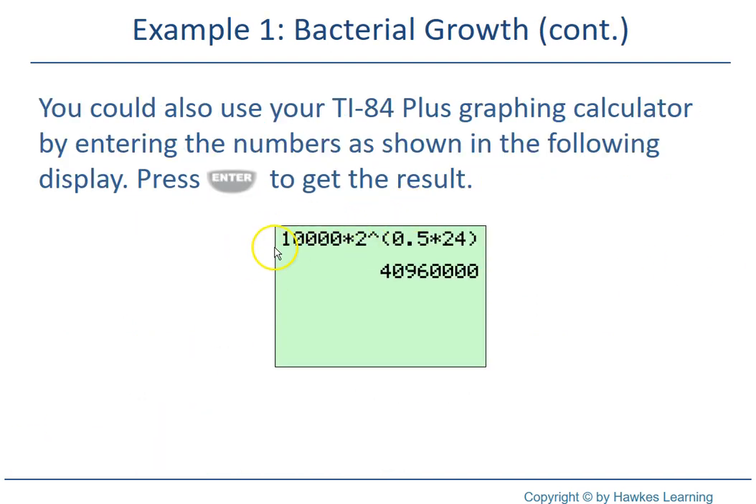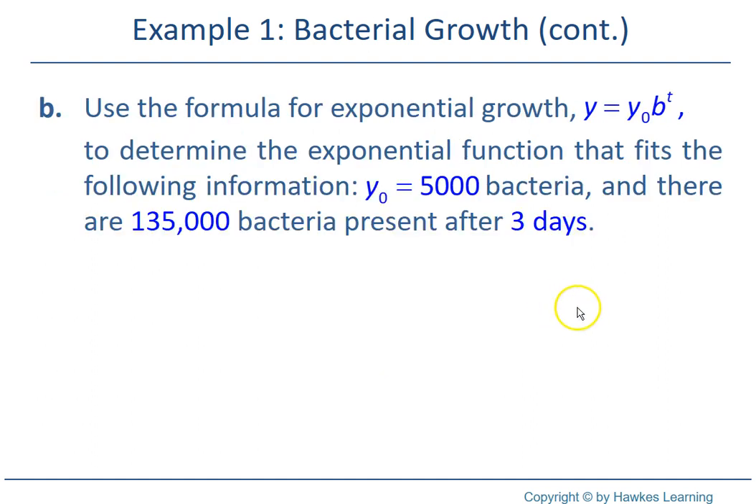Now they're showing you if you just put this into your calculator, it doesn't have to be a TI-84, because we're not graphing here. Again, caret, this, and the TIs and the calculators know they have to do the exponent first. Then you multiply by 10,000 and you get this. Okay.